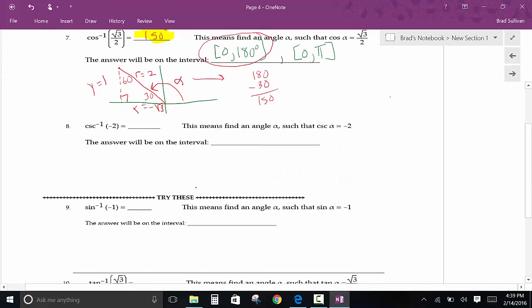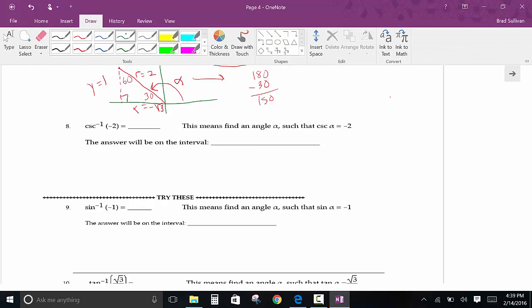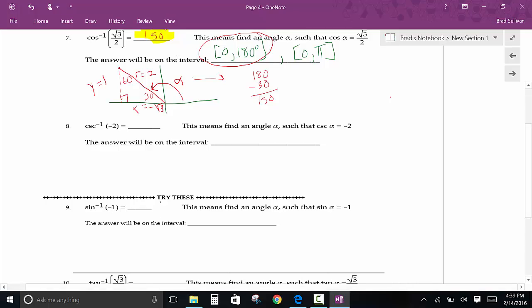All right, now let me do this next one. As we do it, we want to pay real close attention to certain things, particularly what quadrant we're going to be in. Let's write down the definition of this. What I've given you is the inverse cosecant of negative 2, and I'm going to put that over 1. The definition of an inverse cosecant is r over y.